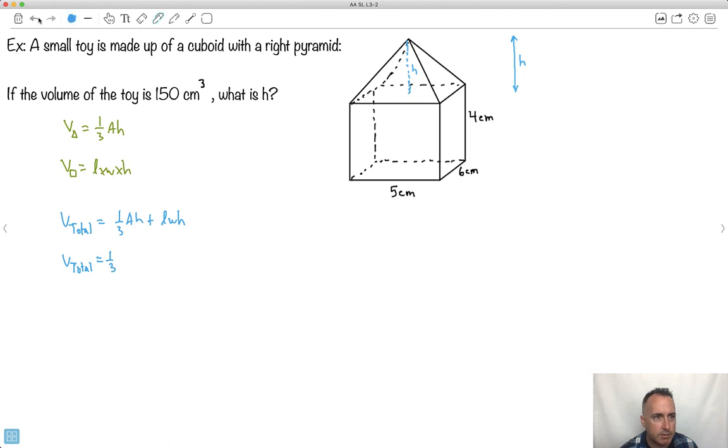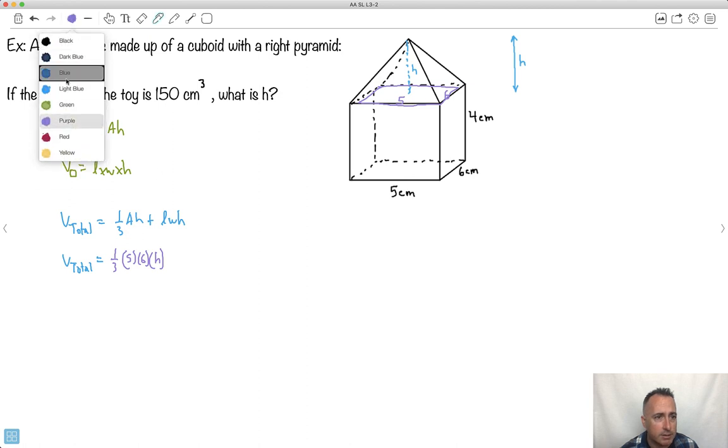Maybe it's hard to see, so I'll do it in a different color, maybe purple. We need to know the area of the base. This right here is the area of my base. What are the dimensions of the base? Well, this length is 5, and this one over here is 6. So it's 1/3, area of base is 5 times 6, and now I have to multiply that by the height. The height here, actually, I don't know that yet. That's what I'm trying to find.